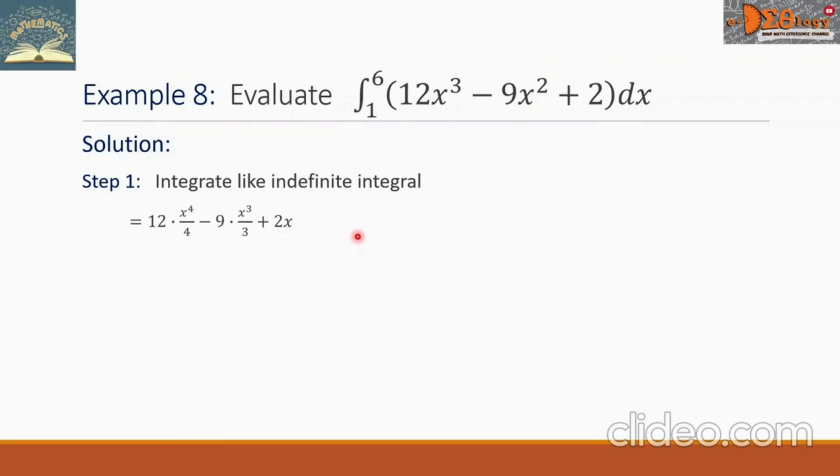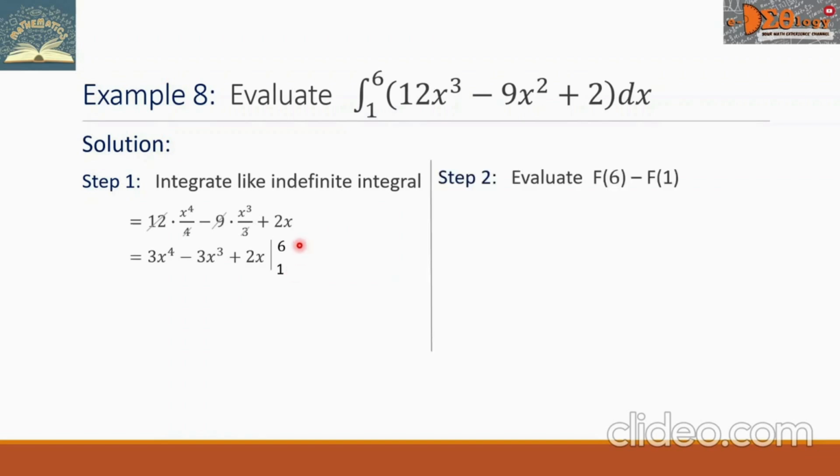Then we simplify further. We can cancel some terms. The first term now becomes 3x raised to 4, minus the second term 3x cubed, and the third term we copy, plus 2x. Then we write the limits from 1 to 6. In the second step, we evaluate F of 6 minus F of 1.